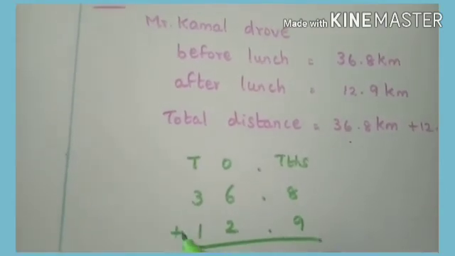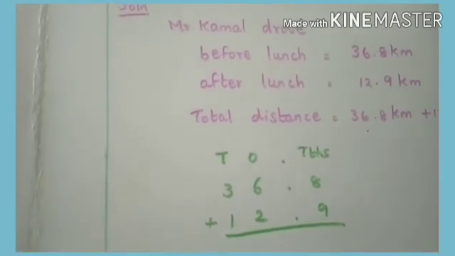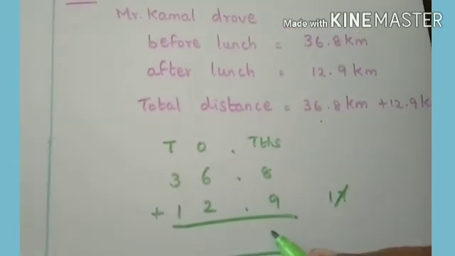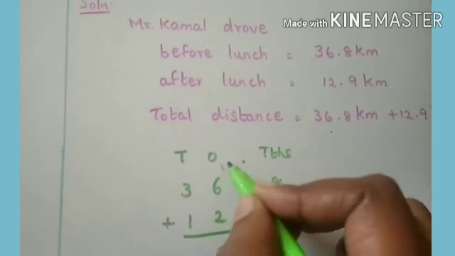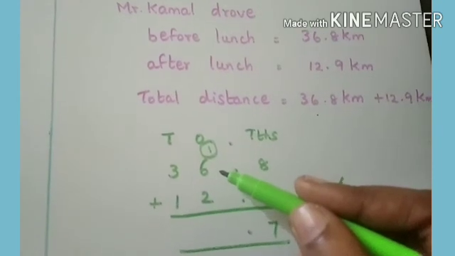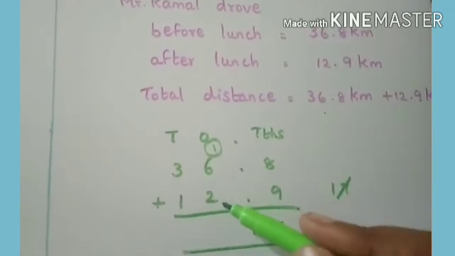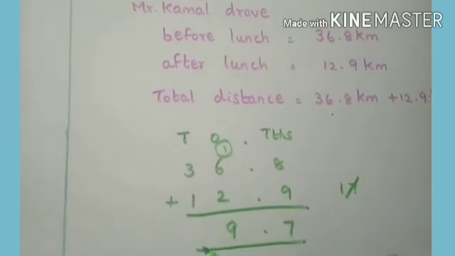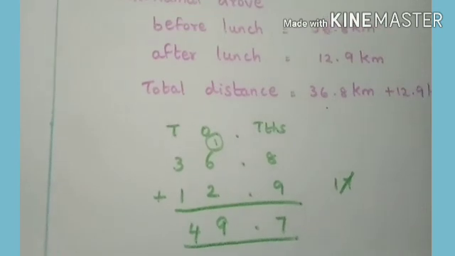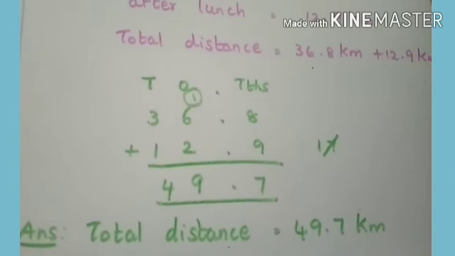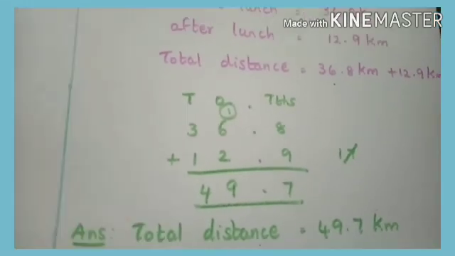Now add these decimals. Add 8 and 9, we get 17. Write 7, carry 1 over to the next place. Write point. Add 1 and 6, we get 7. Then add 7 and 2, we get 9. Then add 3 and 1, we get 4. Now we get the answer as total distance he drove is equal to 49.7 km.